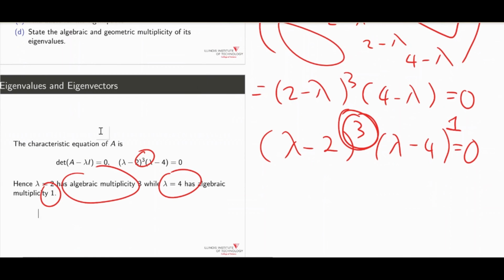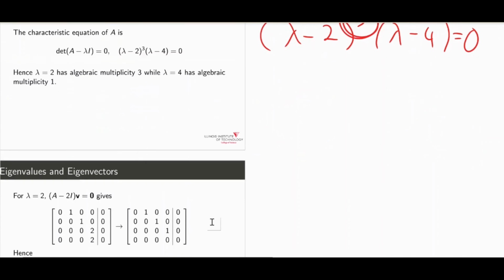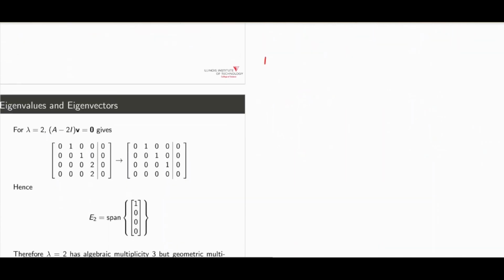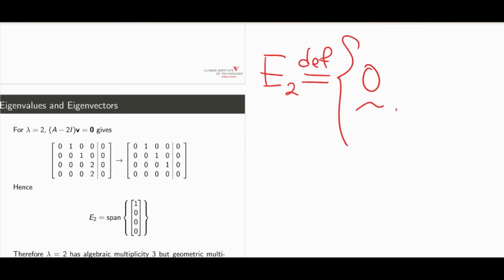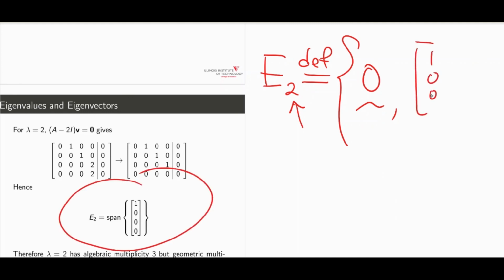That's easy, that's straightforward. And in order to compute the geometric multiplicity, we'll have to look at the eigenspace. So the eigenspace corresponding to this eigenvalue lambda equal to 2 is by definition a set consisting of the zero vector and all the eigenvectors corresponding to lambda equals 2. If you do the computation, it turns out that they are all going to be multiples of these vectors.